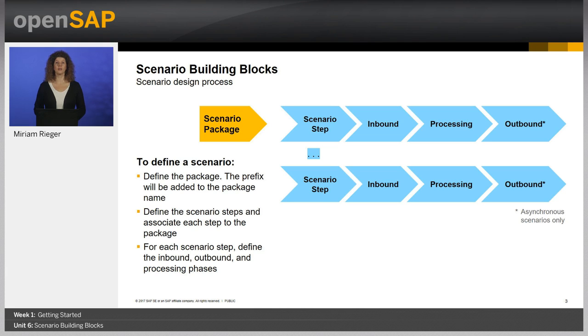To define a new scenario, the first thing is to define the package and provide a name. The prefix that you specified in the development profile will be added to the package name. Then define each scenario step and associate it to the package name. For each scenario step, define the inbound, outbound and processing phases. The outbound definition is only required for asynchronous steps, where data is sent to a sender system.